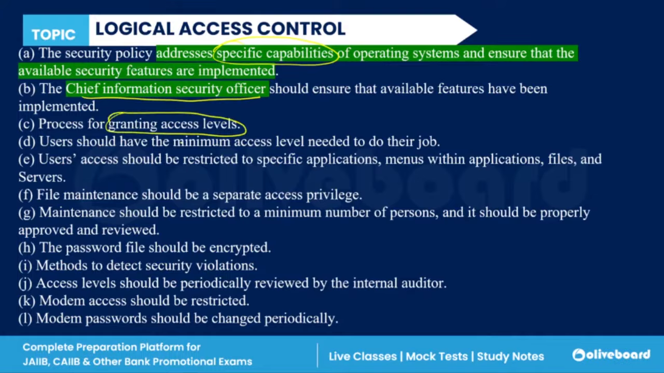The user's access should be minimum, right? User access should be restricted to the specific application. So if you are assigned to a particular application, your access should be limited to that particular thing. Also, file maintenance should be separate, access privileges, the password should be encrypted, methods to detect security violations, right? Passwords should be changed periodically. So these are all the logical access controls in the core banking solution, right?